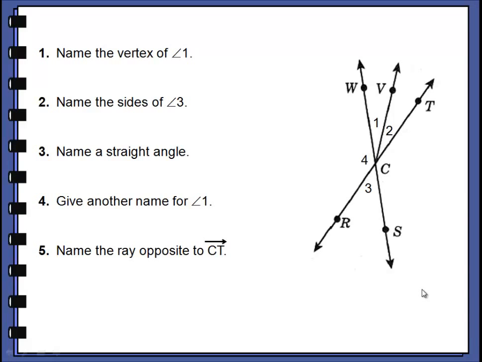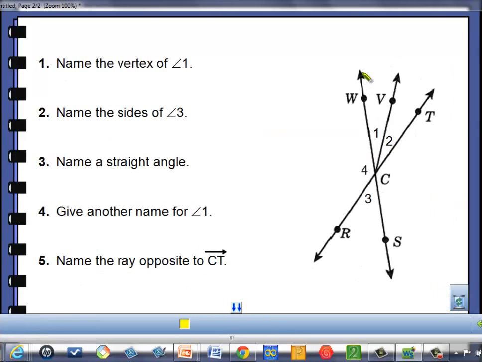All right, number 1 says to name the vertex of angle number 1. If I want to go trace around angle number 1, it would be this angle right here. The vertex, remember, is the point where the two rays meet. So the vertex of angle 1 would be C or point C.